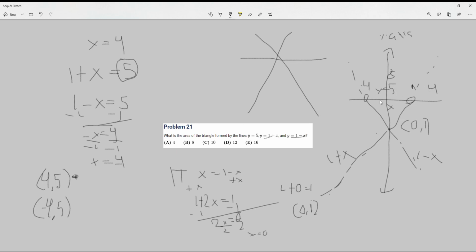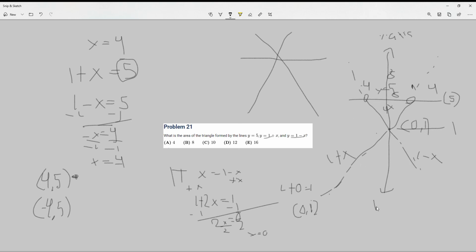So this side is going to be our base, and this is going to be our height. We have it at 5 here, and over here we have it at 1. So 5 minus 1 is 4. Now we have our height, which is 4, and our base, which is 8.